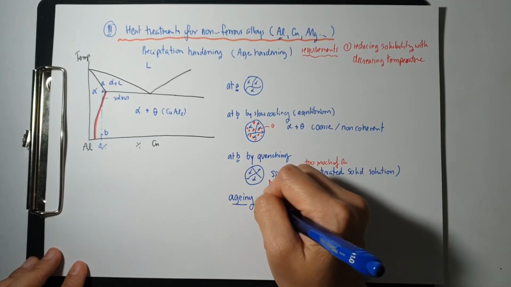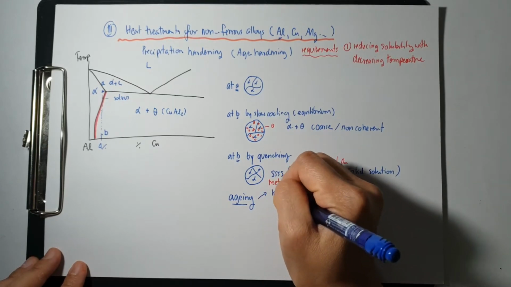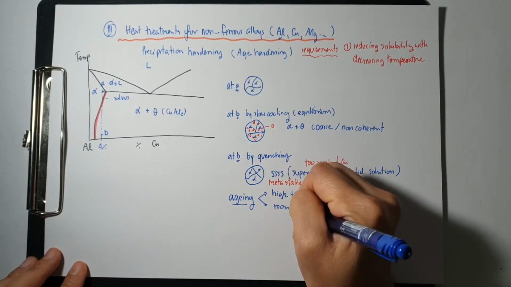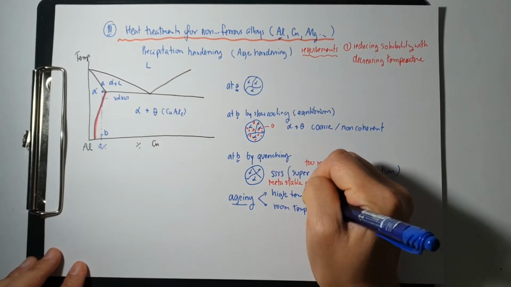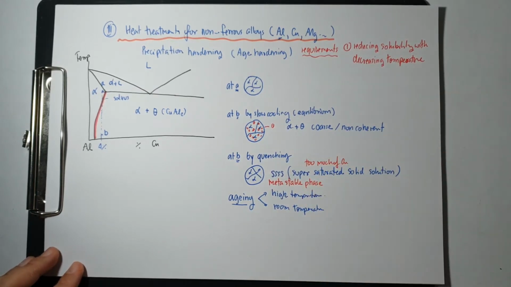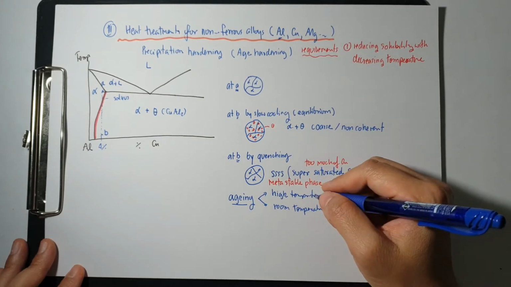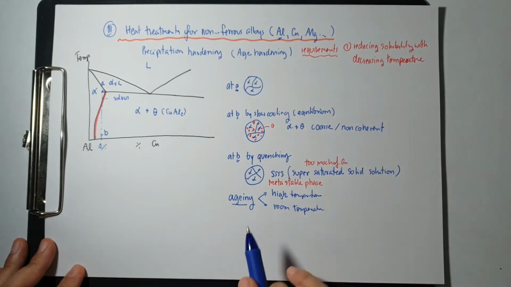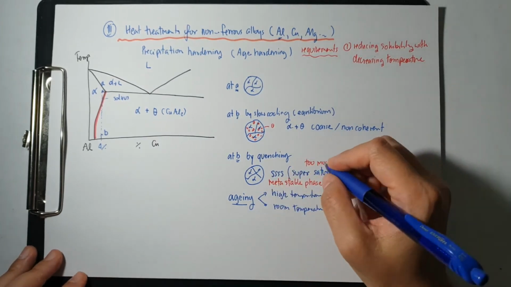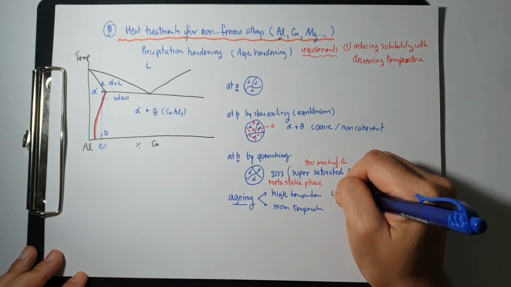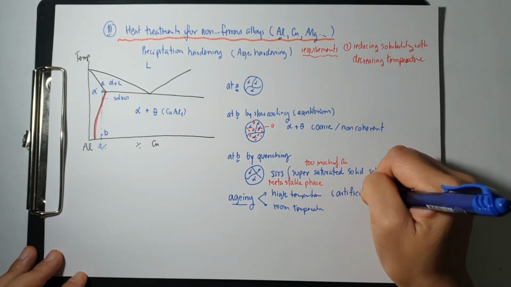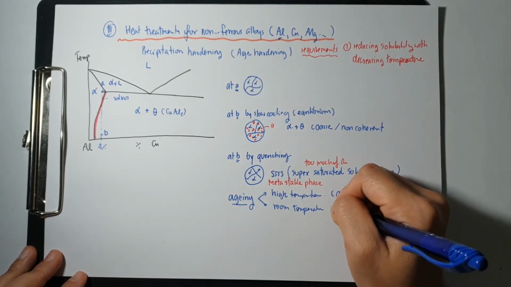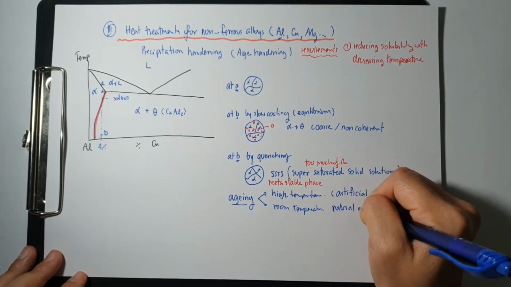Aging can be done at high temperature or room temperature. This is the difference, because when you involve high temperature, you have the atoms moving faster, so you arrive at the peak hardness quicker. For high temperature aging, we call it artificial aging. And if we age at room temperature, we call it natural aging.